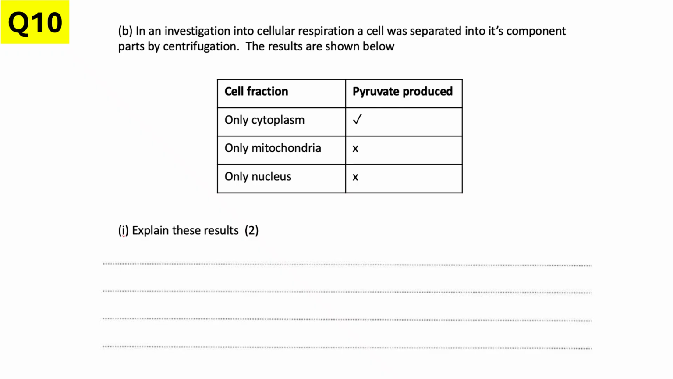So if you take the cell components and spin them at relatively low speeds, the nucleus pellets at the bottom of the centrifuge tube, and you can collect the pellet and isolate the nuclei. The liquid that's left over is called the supernatant, and then you can spin that at slightly faster speeds, and then you will pellet out the next dense organelles like the mitochondria, for example. And if you collect that pellet and isolate the mitochondria, what you're left over with in the supernatant is, for example, the cytoplasm. So we can see very clearly that the pyruvates are only made in the cytoplasm, and we want to explain these results.